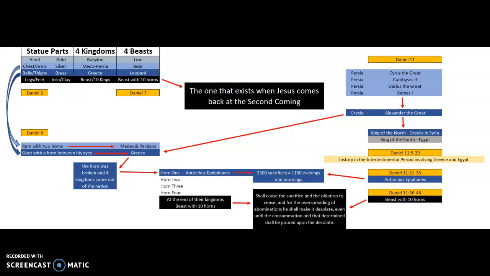These 4 beasts are introduced in Daniel 7 as the lion, the bear, the leopard, and the beast which is diverse and has 10 horns. These represent the kingdoms. Both the 4-part statue and the 4 beasts represent 4 kingdoms. The one at the present, when the visions were given, Babylon. Babylon would fall to Medo-Persia. Medo-Persia would fall to Greece.